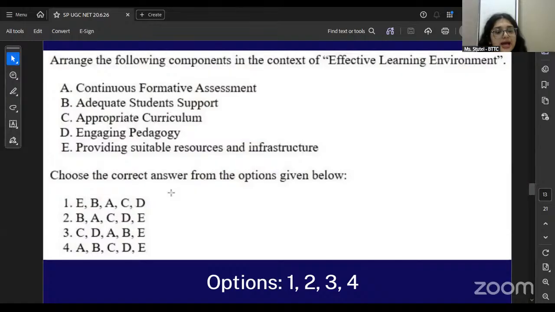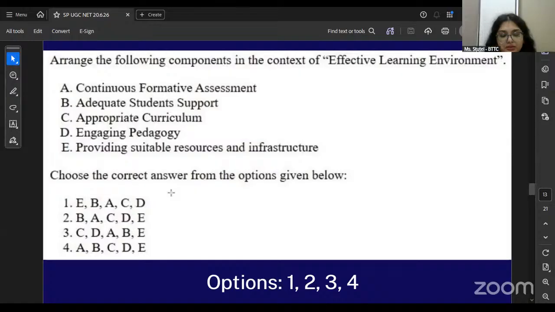Of course, I did read the other options. After CD, there's A in option number 3. So I was like, is it making sense? Continuous formative assessment. Then after that, is adequate student support making sense? And is providing suitable resources and infrastructure coming at the last? I was like, yeah, this is making sense. So I ended up selecting option number 3. I didn't have to think much in this question.